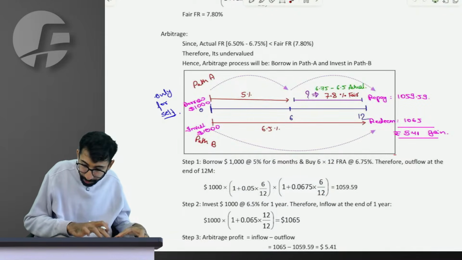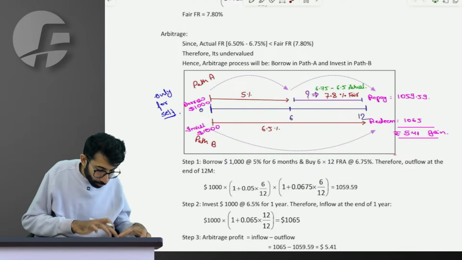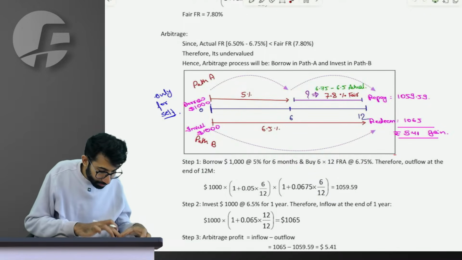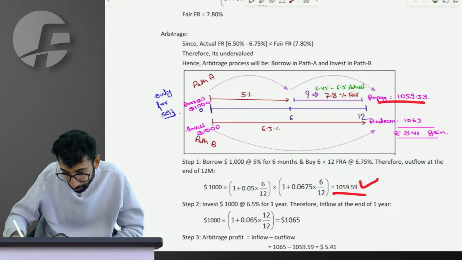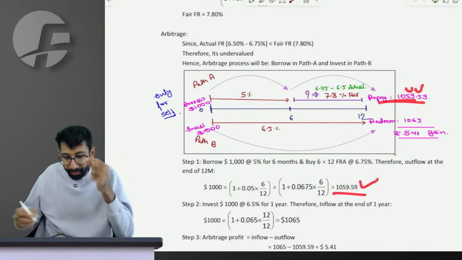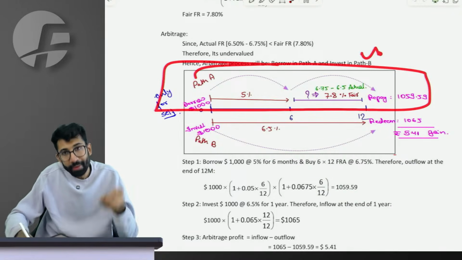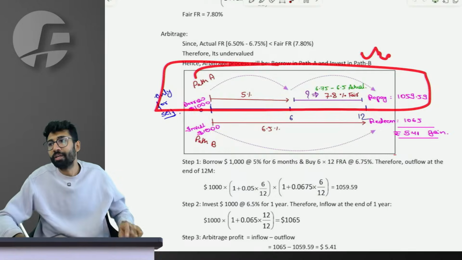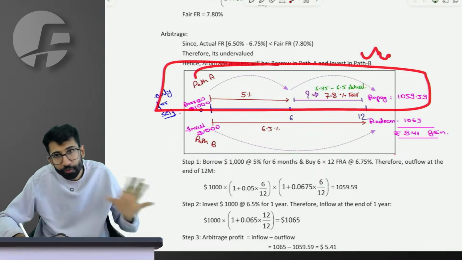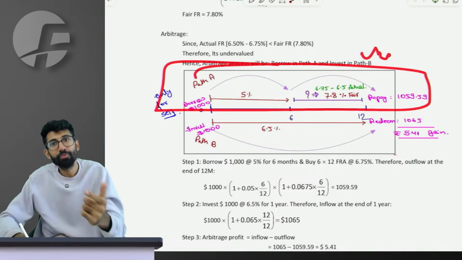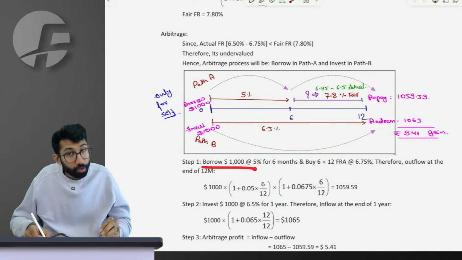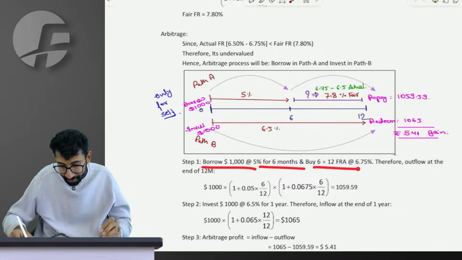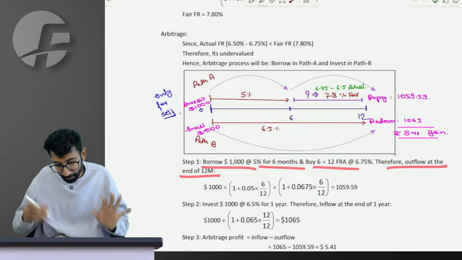So 0.0675 into 6 divided by 12 plus 1, multiplied by 1 plus 0.05 into 6 divided by 12, multiplied by 1000, gives me 1059.59, the amount to be repaid. This is our understanding. If you're able to imagine this timeline, then no question of arbitrage will ever be difficult to you. This is not for the examiner, it is only for you and me to understand. Yes, sir, borrow $1,000, 5% 6 months, buy 6 by 12 FRA, outflow at the end of 12 months.